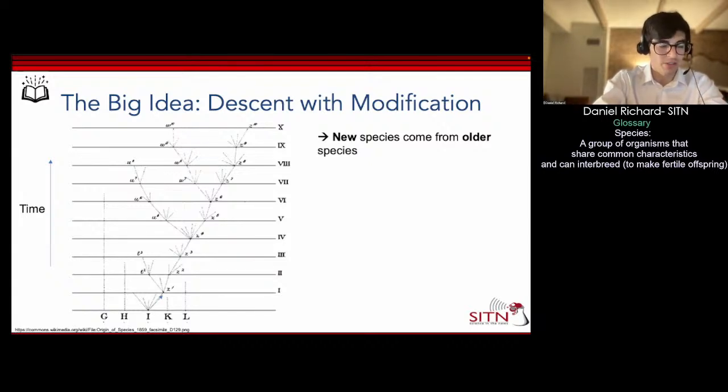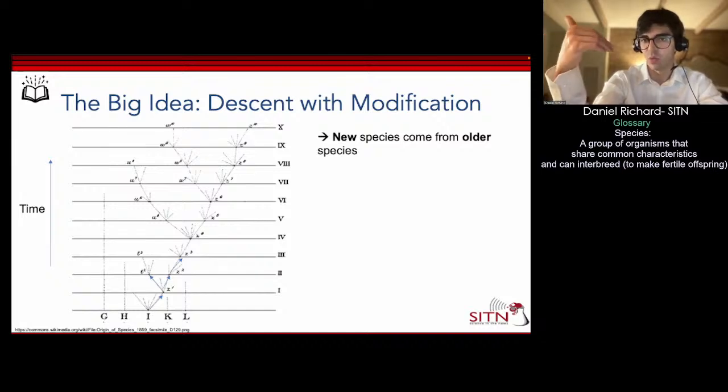So one species can give rise to other species, those species can give rise to other species, some will go extinct, and others will survive, and those surviving species can go on to make new species, and so on and so forth. And so this concept of descent with modification was a way to explain where new species come from. They don't just come out of thin air.